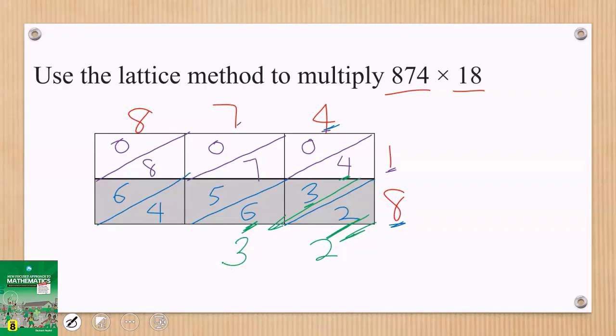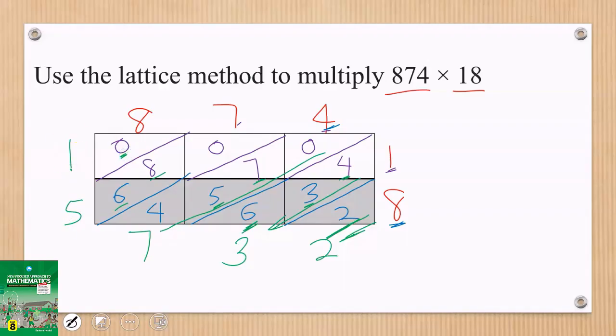Then the remainder 1, we bring to the next diagonal. 1 plus 7 will give us 8. 8 plus 5 will give us 13 plus 4, 17. So we put 7 down. We still have 1 left. 8 plus this will give us 14 plus 1, so 15. Then remainder 1. Then that 1 plus 0 will give us 1.